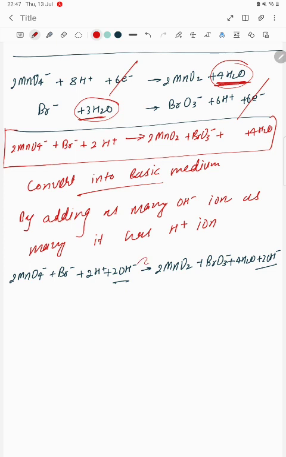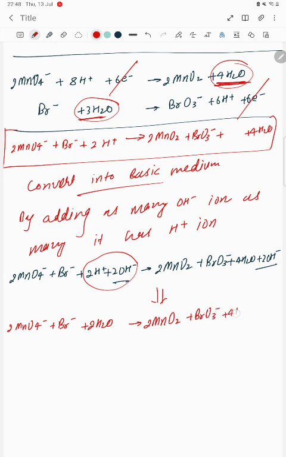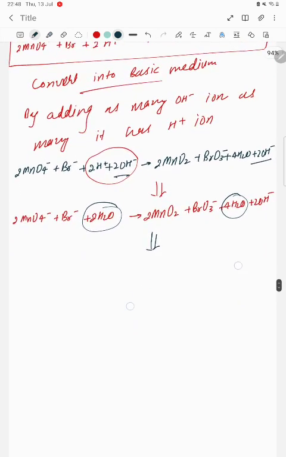Now this left side, 2H plus and 2OH minus will combine to give 2 water molecules. So 2MnO4 minus, Br minus, here is 2H2O. This side you see 2MnO2 plus BrO3 minus plus 4H2O plus 2OH minus. This is now balanced in basic medium. But what is the problem? Here is 2 water molecules and 4 water molecules. This is common, so common things we have to remove.